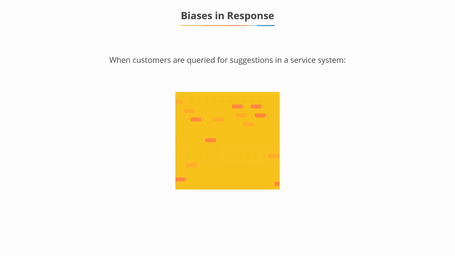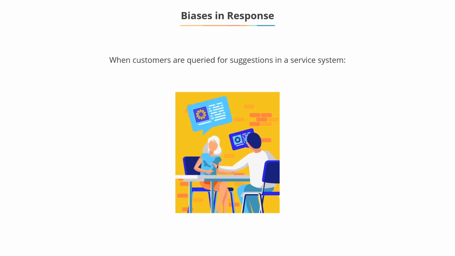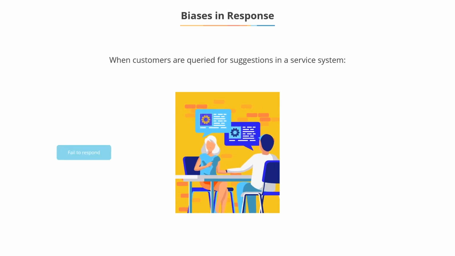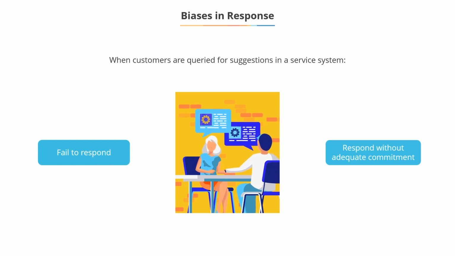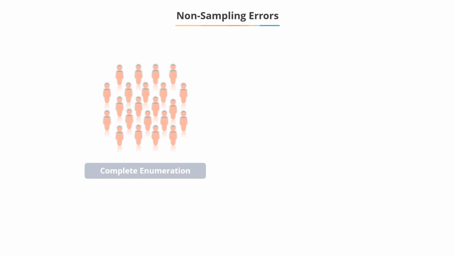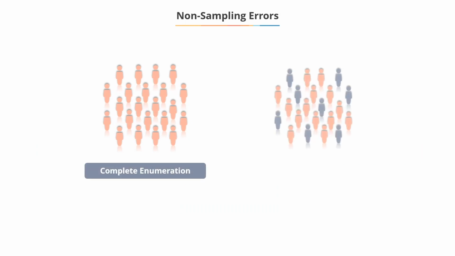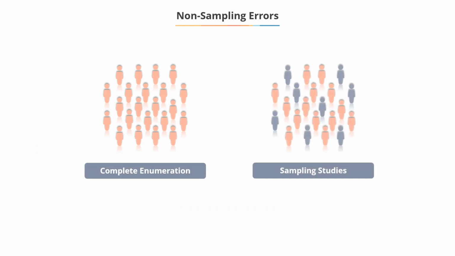Biases in response. When customers are queried for suggestions in a service system, they sometimes fail to respond or respond without adequate commitment. It is important to note that non-sampling errors occur both in complete enumeration and in sampling studies. However, it is important to select a sample that adequately represents the population.